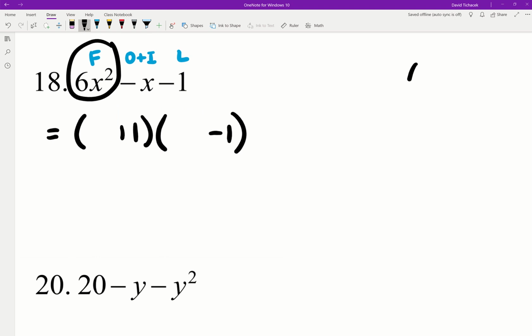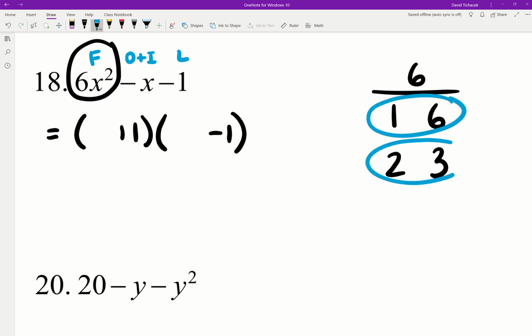And if you think about a 6, there's a bunch of different ways that you can break up a 6, right? There is 1 and 6. There's also -1 times -6. And there's also 2 and 3. So some combination of these pairs of numbers, we need to kind of guess and check which one of these two combinations are really going to be the ones that work for us here, okay?